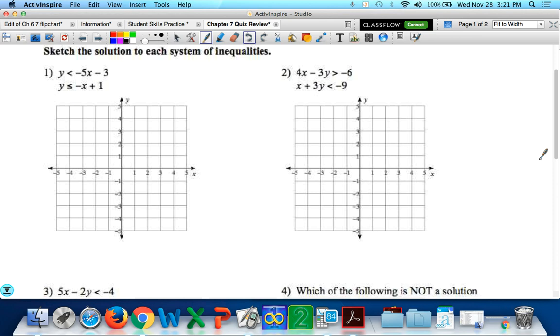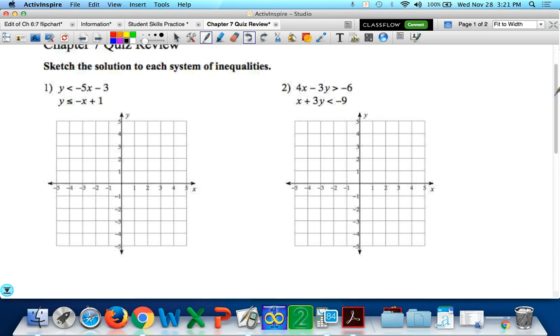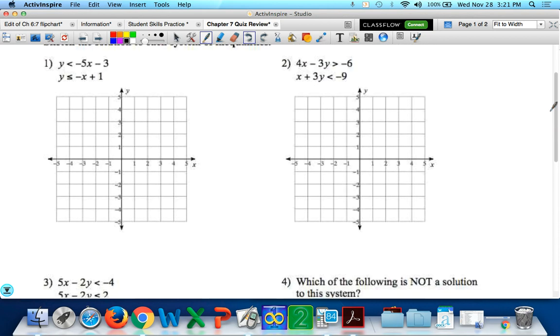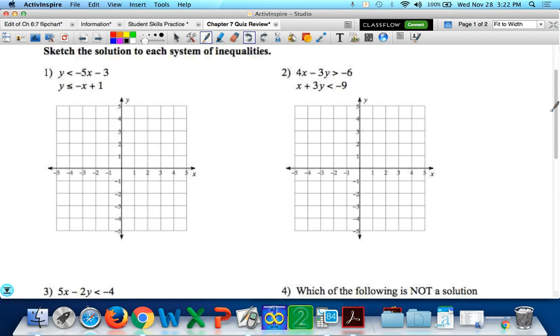This is the Chapter 7 quiz review video. As you can see, numbers 1, 2, and 3 give you a set of linear inequalities and ask you to graph them. This is where your dashed versus solid lines and your shading and everything will be graded by hand. So you get partial credit, but it means you've got to be very careful to get all the little things right. These first two equations are already set up for you, okay?